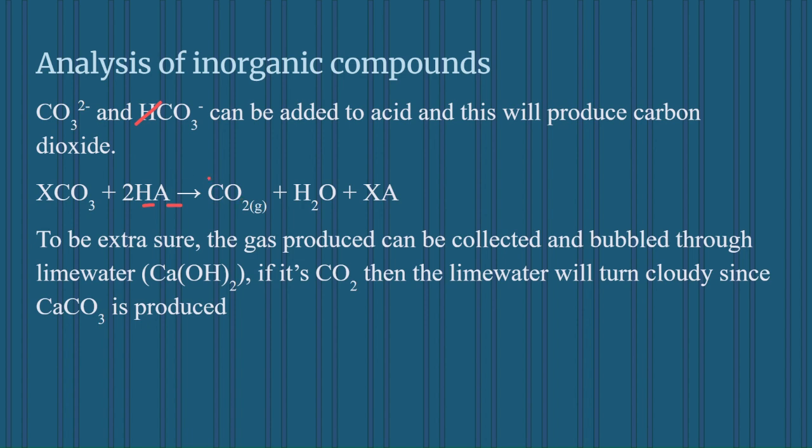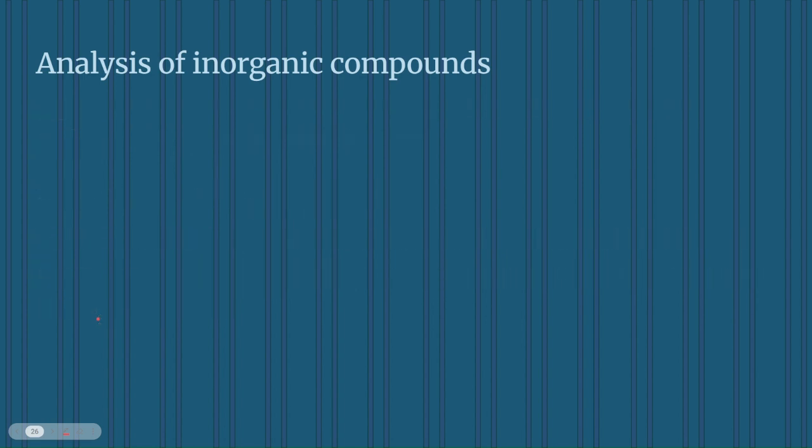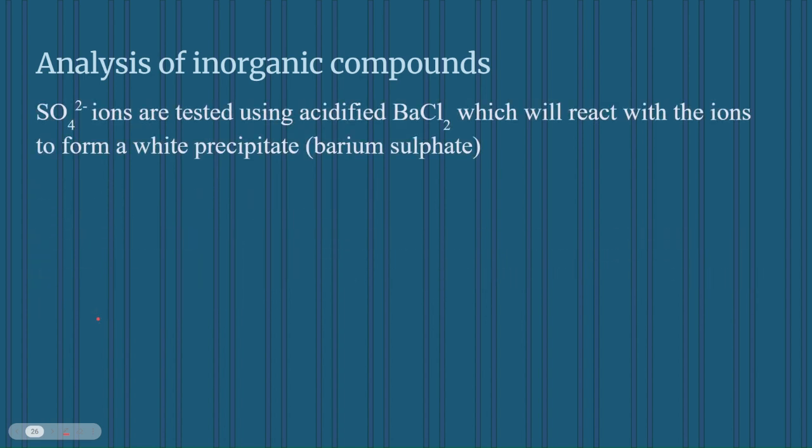And to be extra sure that it's produced carbon dioxide, to make sure it's an actual carbonate, you can collect that gas and bubble it through lime water. You've got to make sure you've got an airtight container. And lime water is just Ca(OH)2, calcium hydroxide. And if it's CO2, then the lime water will turn cloudy, since it has produced CaCO3.